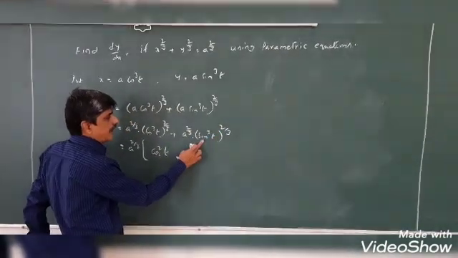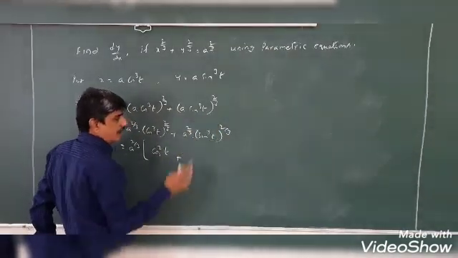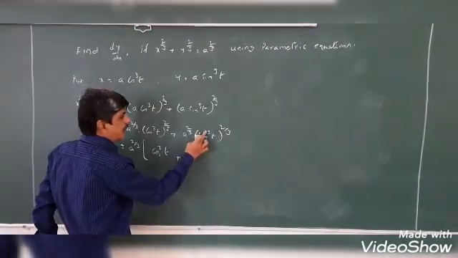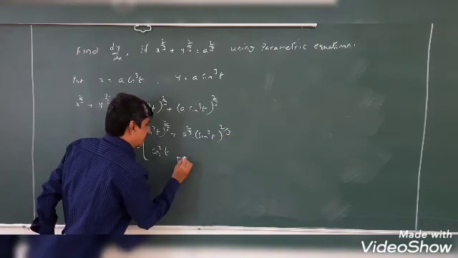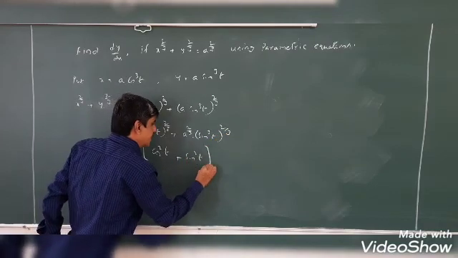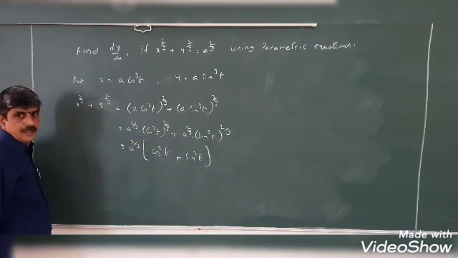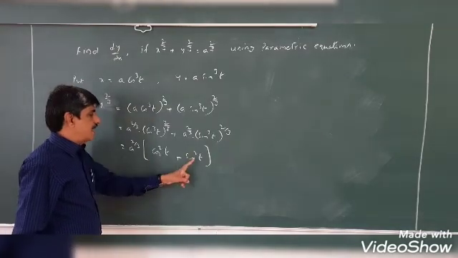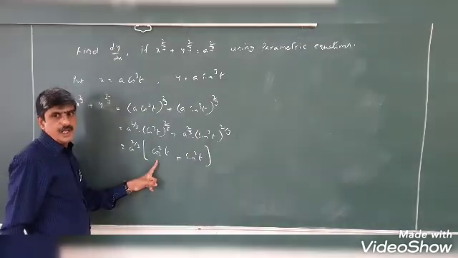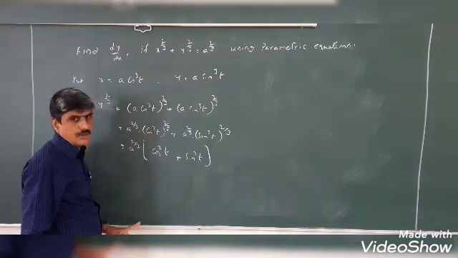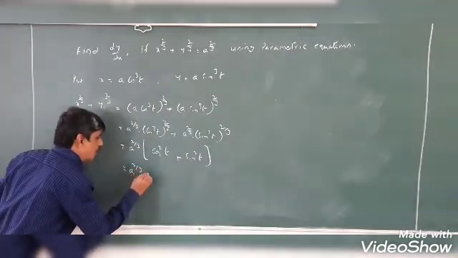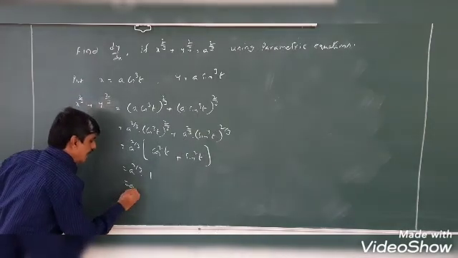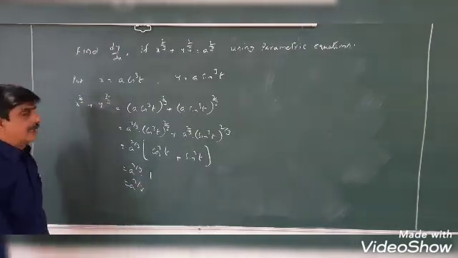Again using the formula a to the power of m whole to the power of n is a to the power of m n, 3 into 2 by 3, the 3 gets cancelled. Then remaining is sin square t. Whatever the order, sin square t plus cos square t or cos square t plus sin square t, the value is 1. So this is a to the power of 2 by 3 into 1, so this value is a to the power of 2 by 3.